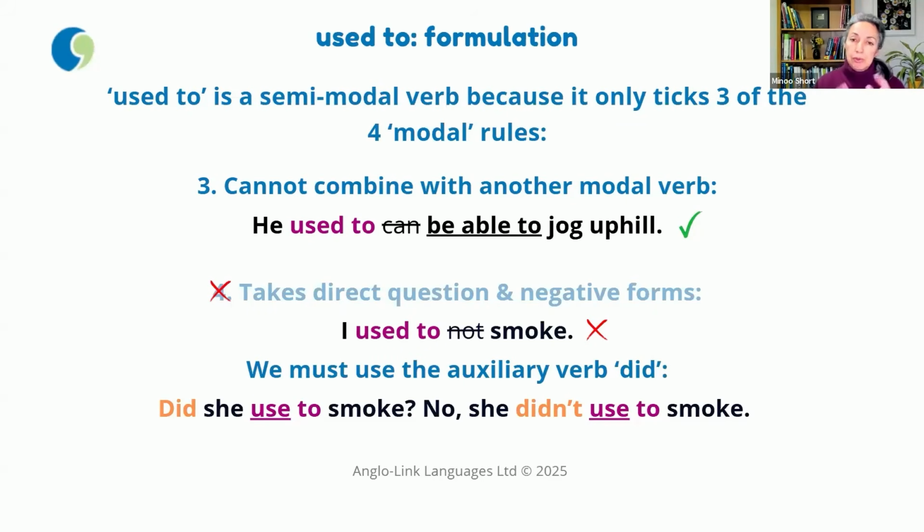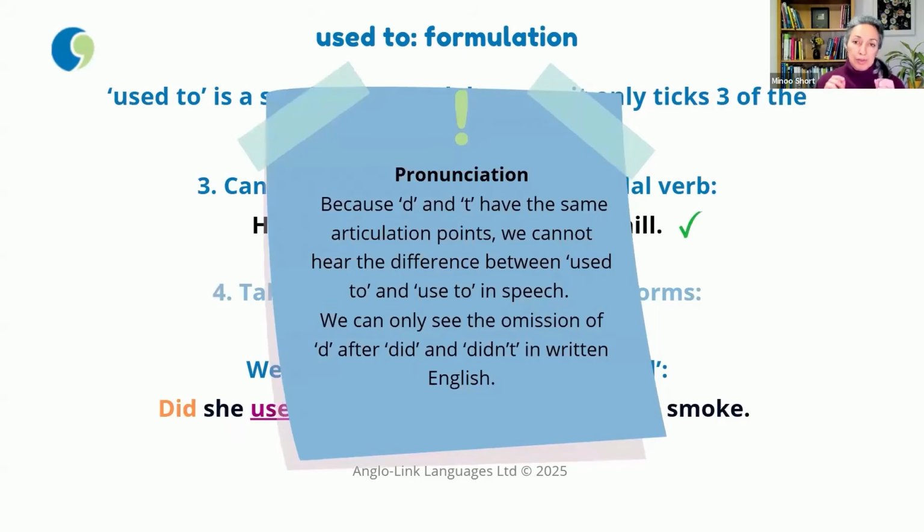And notice that once we've used the auxiliary verb did or didn't, the D in used disappears and we are left with use. Did she use to smoke? No, she didn't use to smoke. But of course, as far as pronunciation is concerned, we can't hear this difference. Why? Because the letters D and T have the same articulation points, so we cannot hear the difference between used to and use to. Basically, we see here the same thing. We can only see this difference in writing.